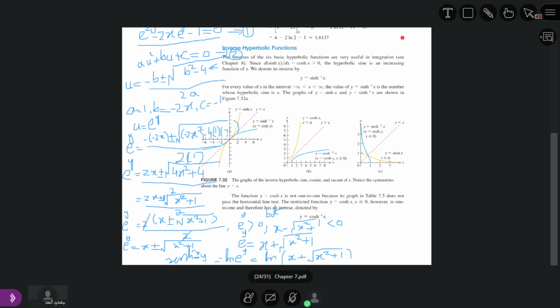Now e power 0 is equal to 1, and we shift 2x e power y to the other side. Thus we get e power 2y minus 2x e power y minus 1 equal to 0. So it is a quadratic equation in terms of y.